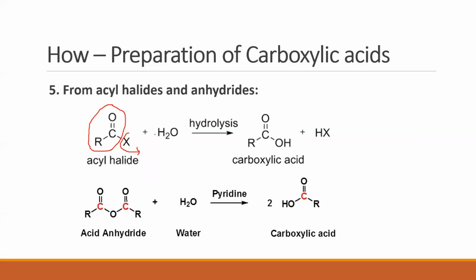Who can do that job? The simplest reagent that can do that job is water. Because what will water do? H plus will take away the halogen to go out as HX. And who's remaining? OH minus. OH minus gets substituted in place of X to form the carboxylic acid by the process of hydrolysis. Pretty straightforward, simple. You can also prepare a carboxylic acid starting from an anhydride, an acid anhydride.